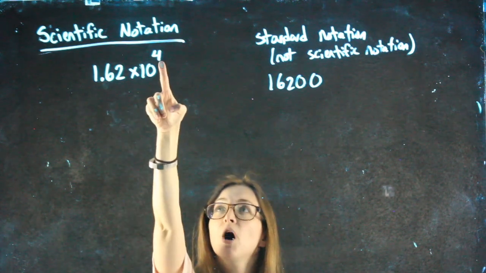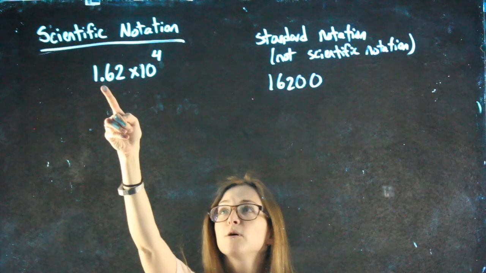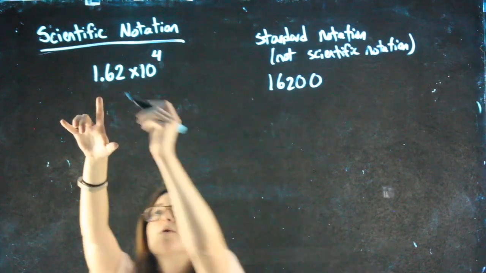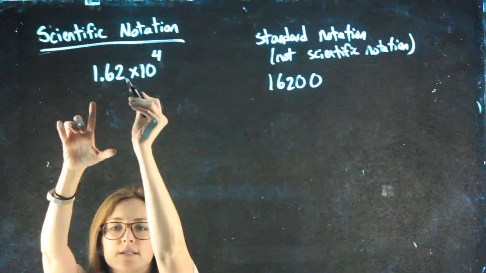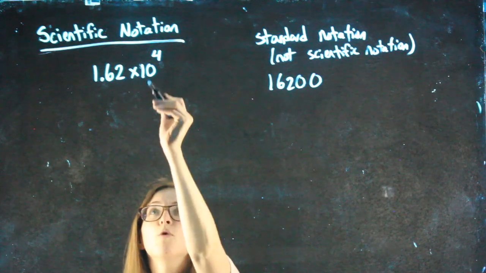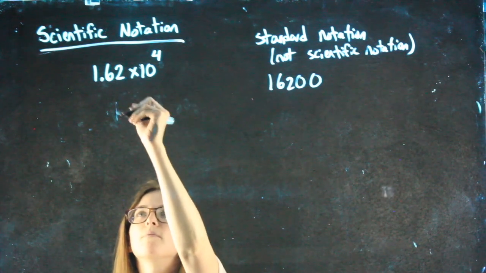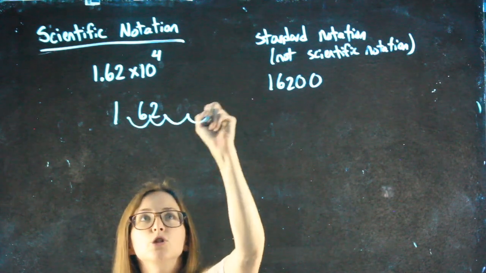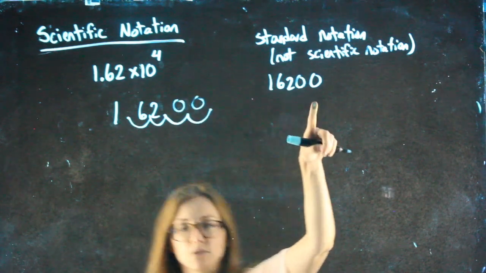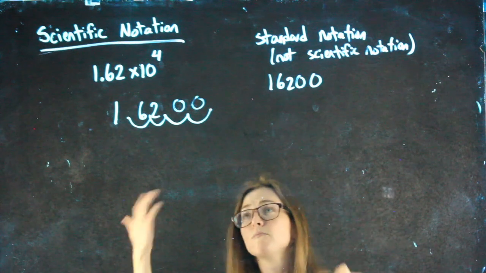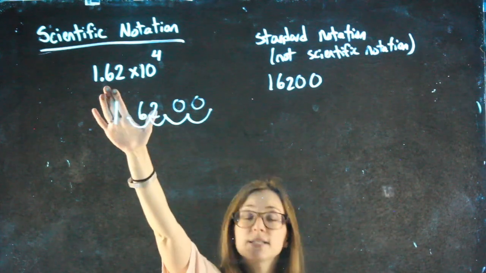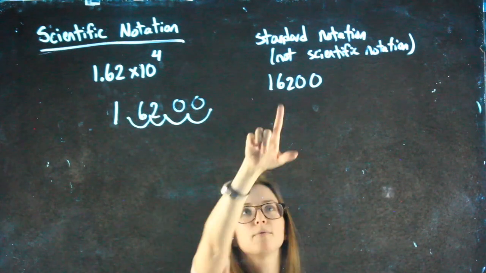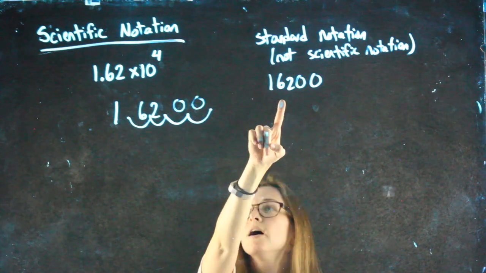How I get there is by moving the decimal place. So whenever I have a positive exponent, the decimal place is moving to the right. So it was here, I moved it twice. Then I would move it 2 more times. So 1.62, I moved it twice. I have to move it 2 more times and I fill those in with zeros. That's how I got this number. Again, if you type this in your calculator and press enter, it'll probably tell you 16,200.